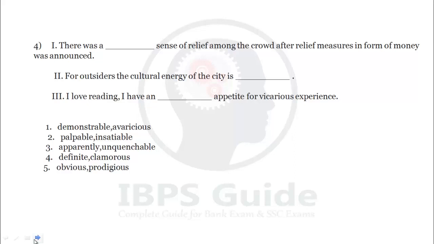So, which can be the correct option? There was a dash sense of relief among the crowd after relief measures, and for outsiders the cultural energy of the city is dash. First option हमारे पास है क्या? Demonstrable. There was a demonstrable sense of relief, not possible. But we can say that there was a palpable sense of relief among the crowd. Palpable मतलब noticeable या obvious जहाँ पे होती है, that is called palpable. So palpable means noticeable.